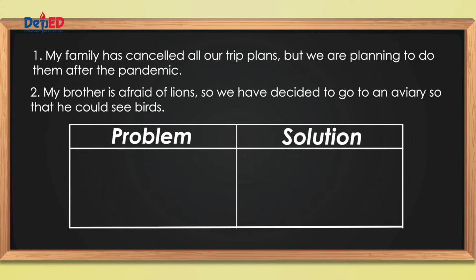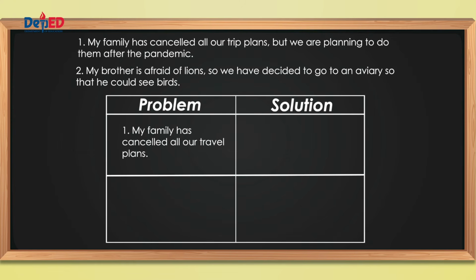Have you figured out which the problem and the solution is? Let us see. The problem for sentence number 1 is, my family has canceled all our travel plans. The solution, on the other hand, is, but we are planning to do them after the pandemic. Notice that the coordinating conjunction but states a negative idea first, the travel plans being cancelled, then a positive thought, but we are planning to do them after the pandemic. That is what we call a contrast of ideas.